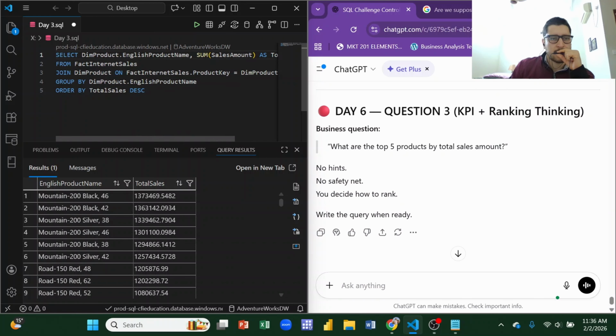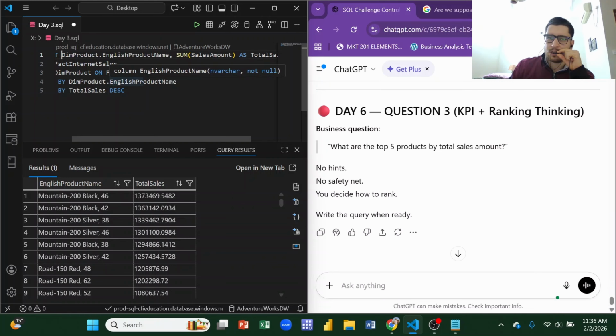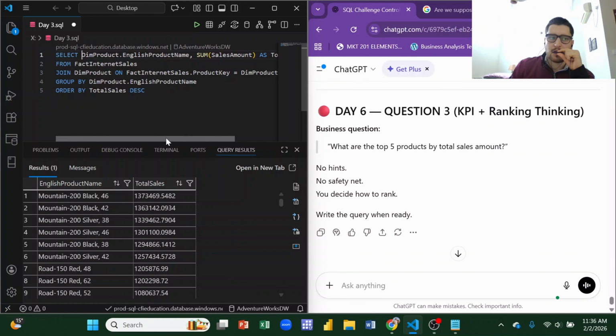Okay, then I have joined the product table, which is our dimension table, on the fact internet sales using the foreign key. Product key is a foreign key in fact internet sales, and product key is a primary key in the dimension table of product. And then we have grouped them by the English product name. And then I have ordered by total sales, which was present here, in descending order. That means that the top selling items will be in the first row, and so on and so forth.